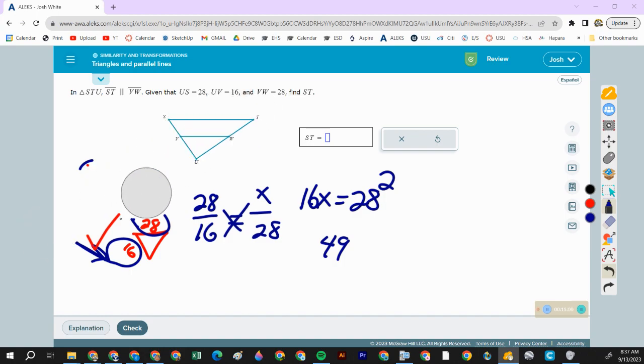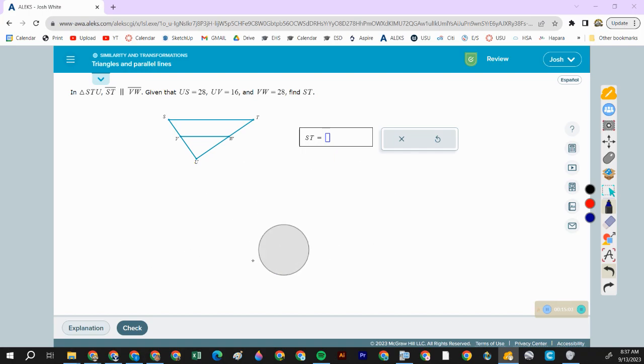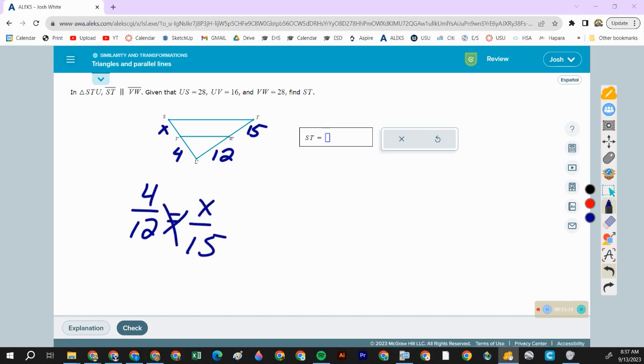Okay. Let's do another one. 4, x, 12, and 15. So 4 over 12 is equal to x over 15. Multiply that out. 60 equals 12x. So x is just 5. Okay. But it does get a little bit tricky.